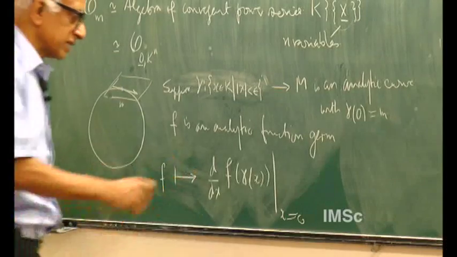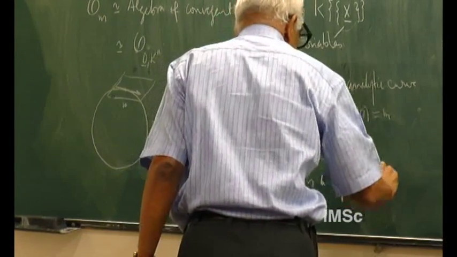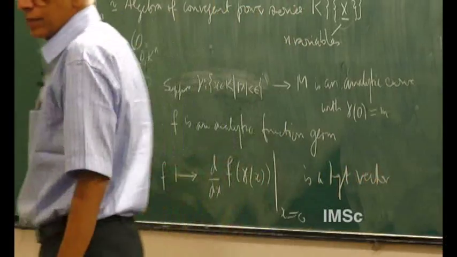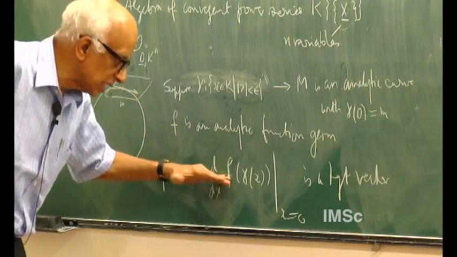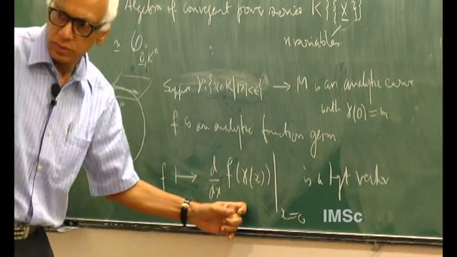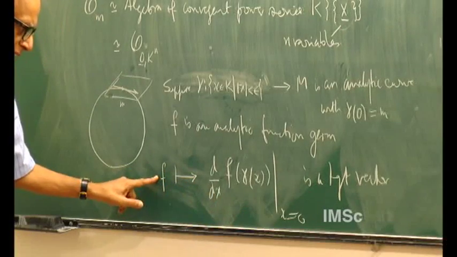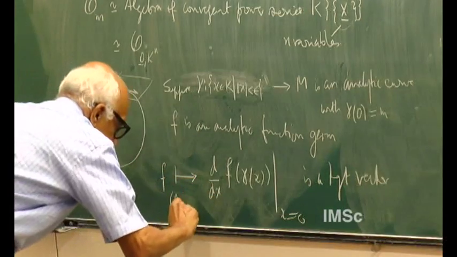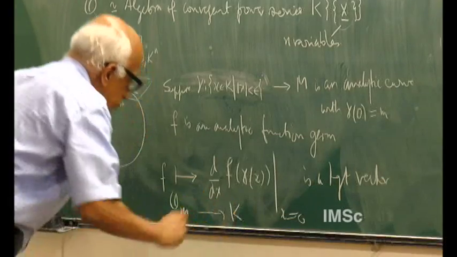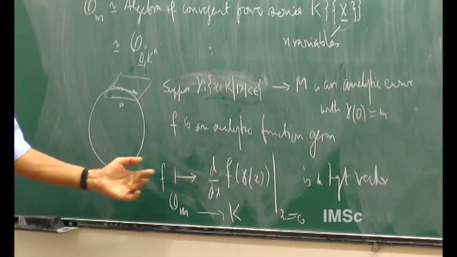So this is a derivation. It is a tangent vector. That's clear from the Leibniz formula that this is going to be a tangent vector, because I have given a mapping from germs of analytic functions back into the scalar field K. To each germ f, I have assigned a scalar. So it's a mapping on O_M. So each analytic curve passing through M gives me a tangent vector.